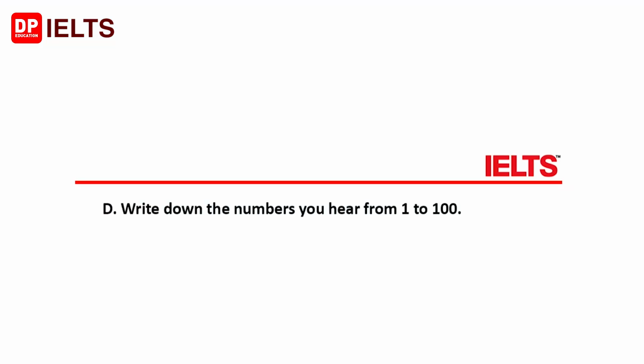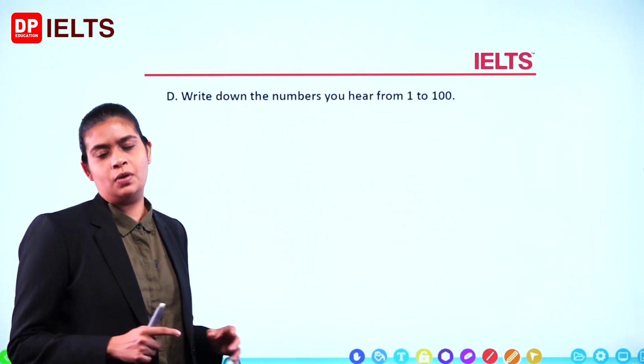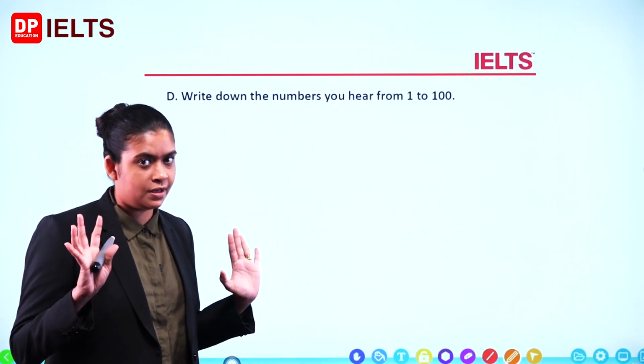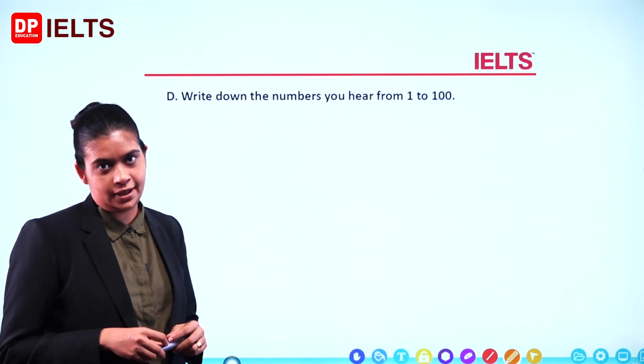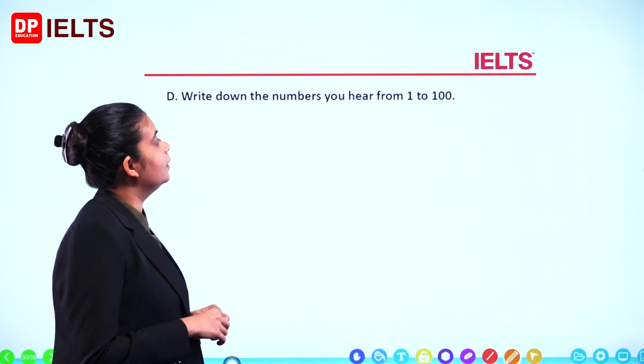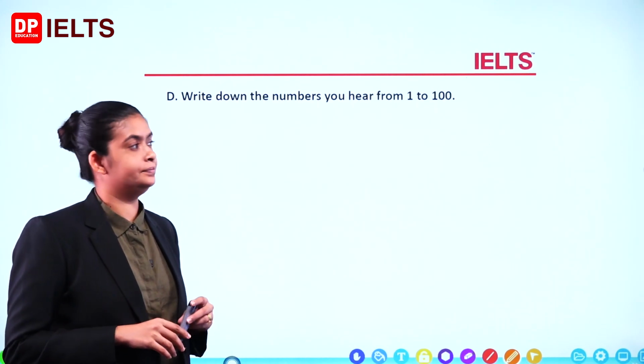Right. So let's have a look at the next one. Write down the numbers you hear from 1 to 100. Remember, you're going to hear the audio once only. So you will hear any number between 1 to 100. You will actually hear 10 numbers. So listen carefully and write the numbers that you hear. Right? Alright, remember, audio will be played once only.